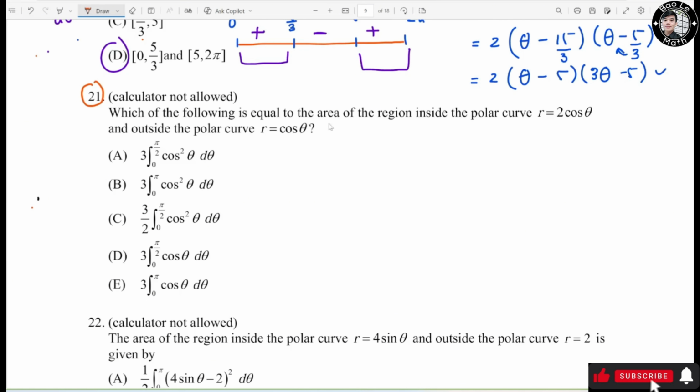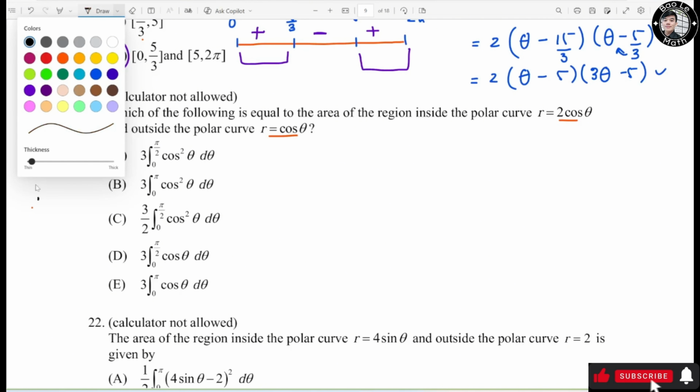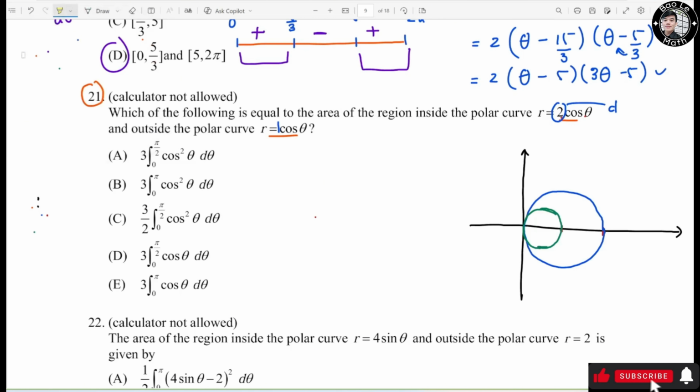Which of the following is equal to the area of the region inside the polar curve r equals 2 cosine theta and outside the polar curve r equals cosine theta? Alright, we need to graph these two guys on the polar coordinate. Now we need to calculate the area of this region. And you know that the circle of the form r equals a cosine theta is fully traced as theta goes from negative pi over 2 to pi over 2.